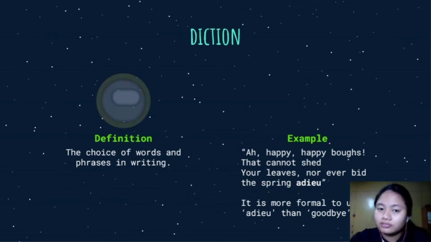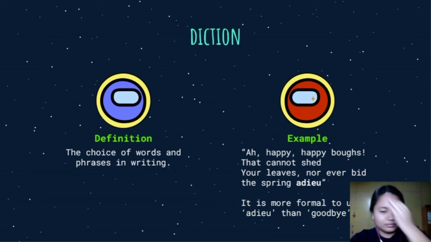Next we have diction. Diction is the choice of words and phrases in writing. The example here is: happy boughs that cannot shed your leaves nor ever bid the spring adieu. Adieu. When you hear the word adieu, what comes to your mind?